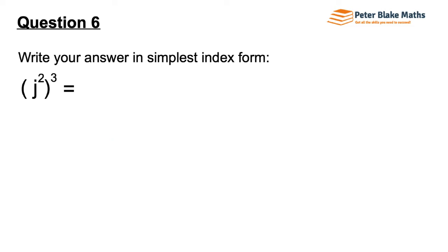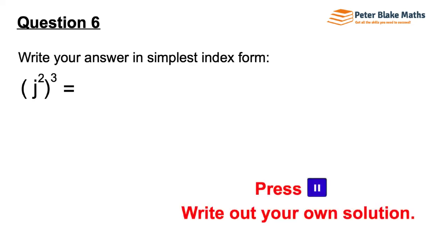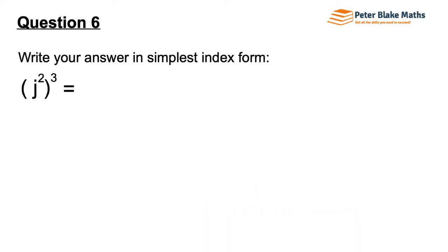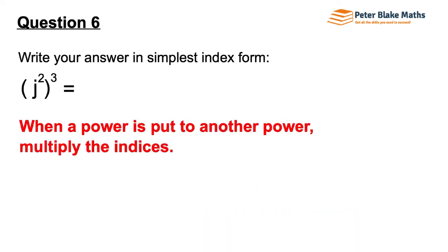Question 6. Write your answer in simplest index form for j squared cubed. When a power is put to another power, we've got the power of 2 there being put to a power of 3. When a power is put to another power, we multiply the indices. So here we'll multiply the 2 and the 3 together, making j to the 6. We'll just follow that rule.